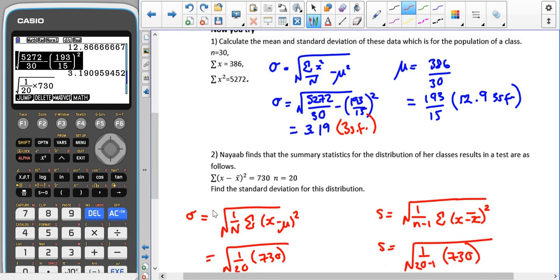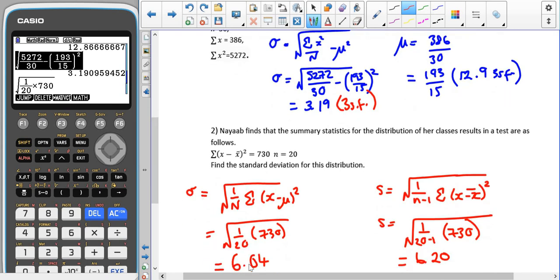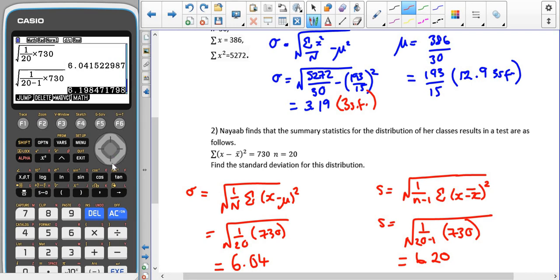If you decided that this was a population standard deviation, we'd end up with 6.04 to 3 significant figures. And if you decided it was a sample, you should have got 6.20. And you can see in my calculator here, both of those being typed in. And that's quite important, that if the question isn't clear enough, usually in statistics, because we usually have sample data over population data, a lot of the time it will be sample over population.